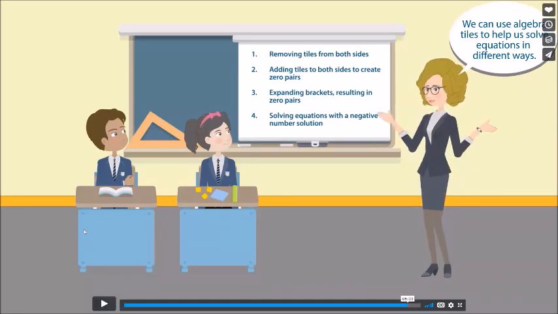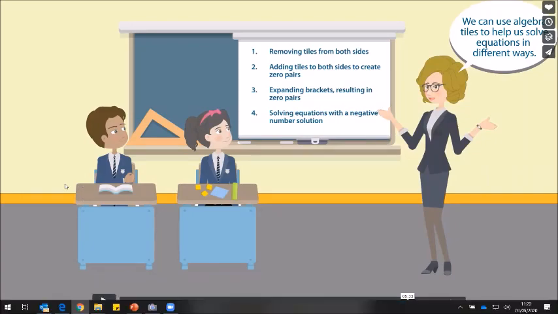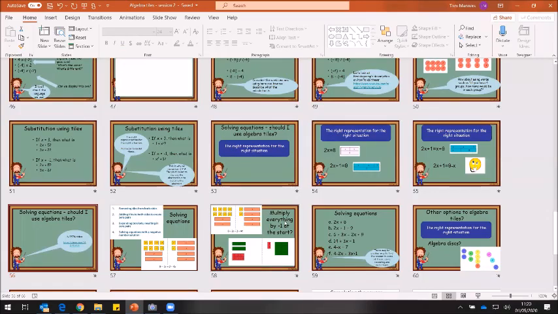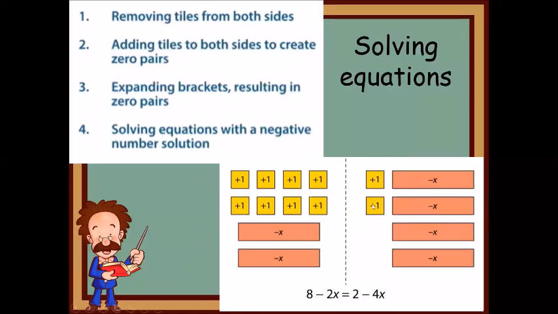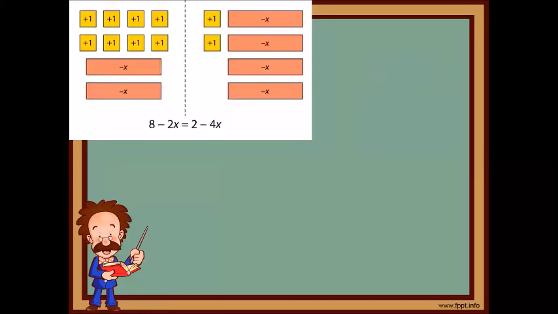I think that last one's very powerful, and maybe the time when algebra tiles are probably more useful when it comes to solving equations. So I'm going to represent that last question again. There it is. The last one they did was 8 take away 2x equals 2 take away 4x. Well, what about multiplying everything by negative 1 at the very beginning?